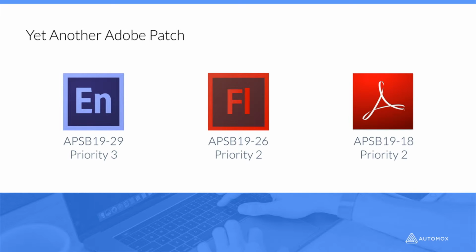Within Adobe Encoder, it's a priority 3, but with Flash and Adobe Reader, we have a priority 2, so be sure to get those out there. In addition to that, 36 bugs have been squashed this month in Acrobat and Reader. Those are addressing out-of-bounds read issues, which could be exploited to leak information. So if you haven't pushed out that Adobe patch, we highly recommend doing so today.